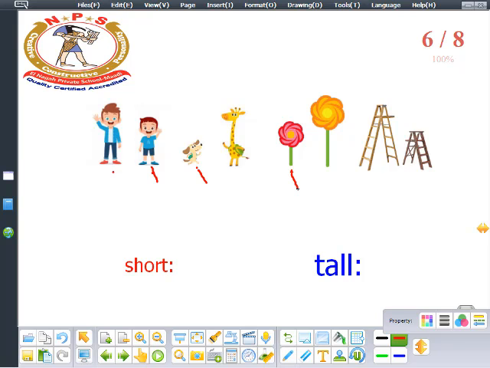Excellent, it's tall. What about these stairs? They are tall. What about these ones? Are they short or tall? Short. Well done. Make it with red. Let's count the red ones. 1, 2, 3, 4. How many short pictures do we have? 4. Let's write number 4.